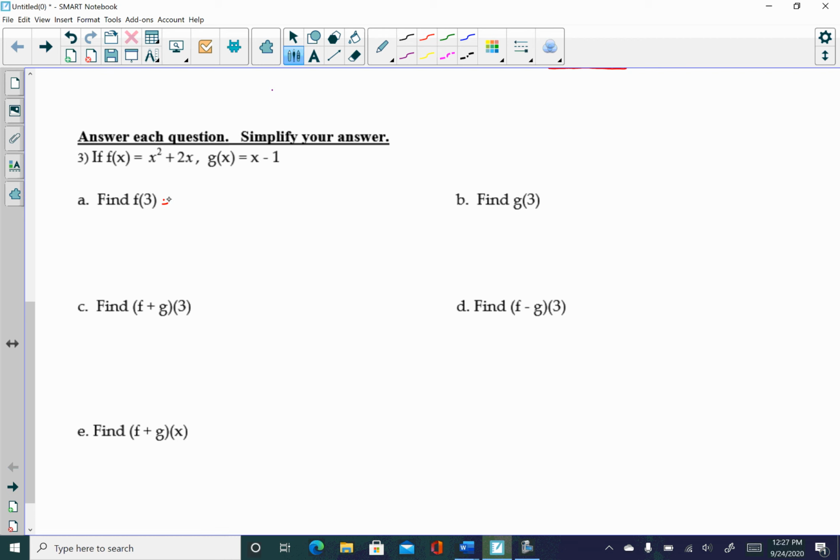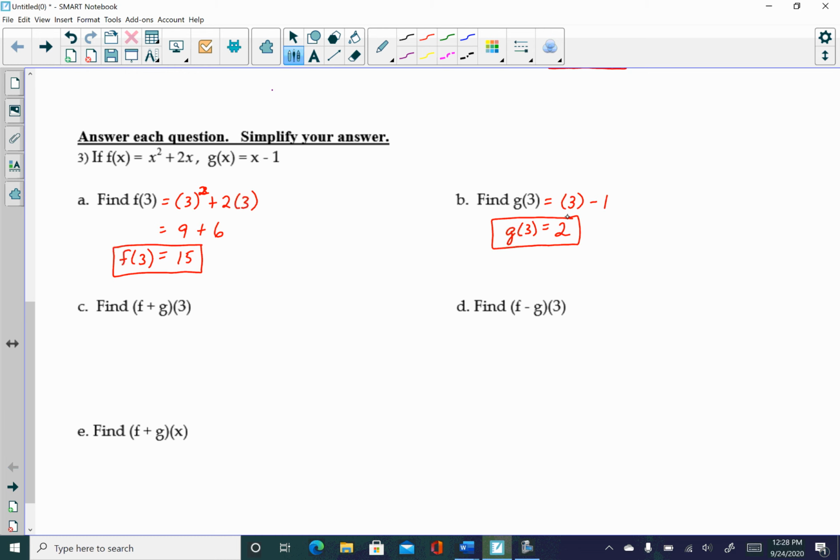So if I were finding f of 3, I'm going to my f function. Everywhere I see an x, I'm plugging in 3. So I have 3 squared plus 2 times 3. And then just work a little math here. 3 squared, of course, is 9. 2 times 3 is 6. Add those together and we get 15. So we just found that f of 3 is 15. Let's find g of 3. Go to my g function. Everywhere I see an x, plug in 3. So I have 3 minus 1. And of course, we know 3 minus 1 is 2. So we've now found f of 3 and g of 3.